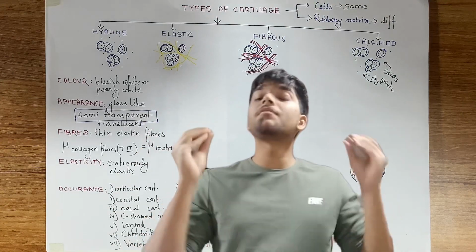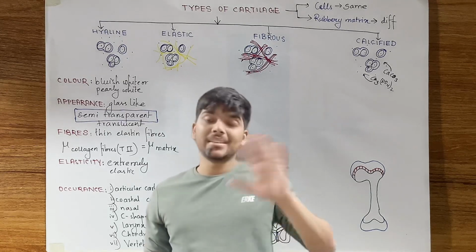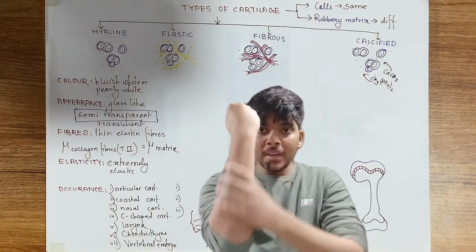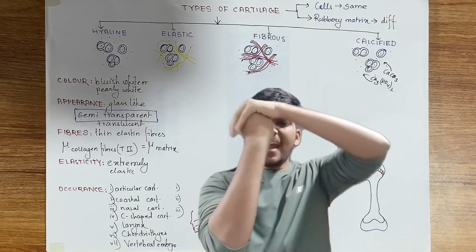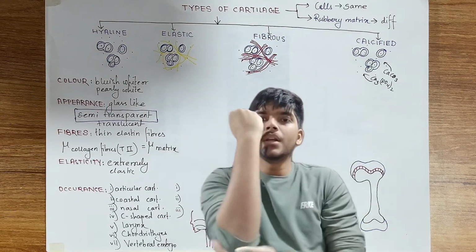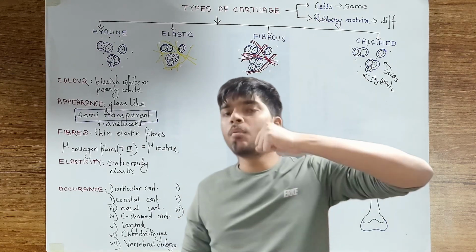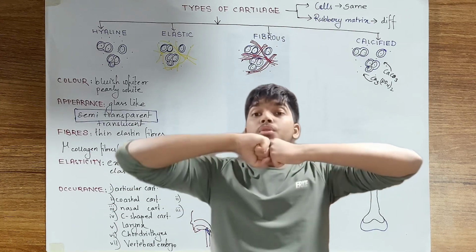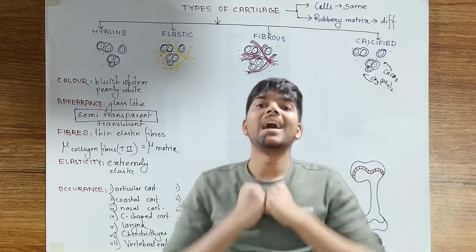Okay, so the examples of hyaline cartilage are number 1, the articular cartilage of long bone. So here's your long bone. At the two ends are your epiphyses. At the end region, on top of or below these epiphyses, there's your articular cartilage. Articular means brings about connection. The end of one long bone is connected with the end of another long bone through this articular cartilage. And this articular cartilage is none other than hyaline cartilage.